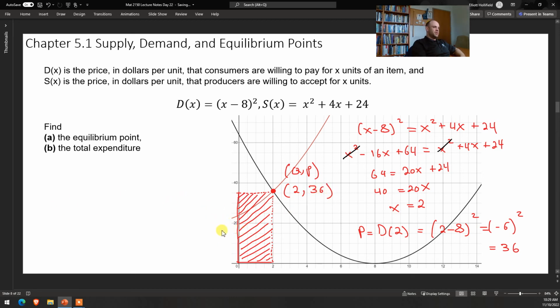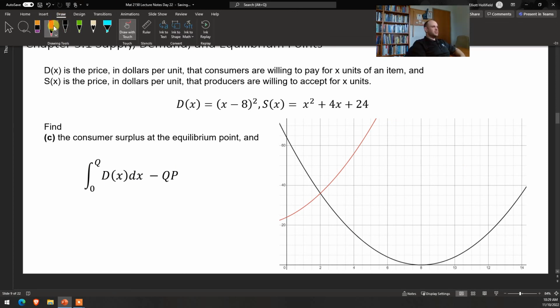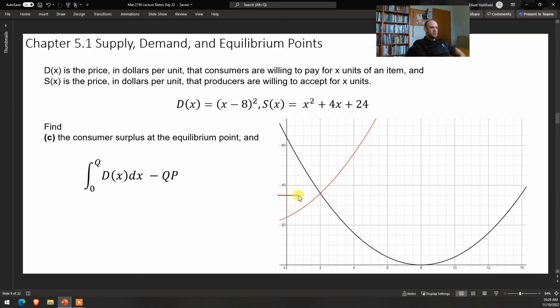And so our total expenditure corresponds to the area of this rectangle, which is 2 times 36, which gives us 72. Now let's find our consumer surplus, and let's draw the picture which corresponds. We have our rectangle corresponding to the equilibrium point, and we know this rectangle has area 72.